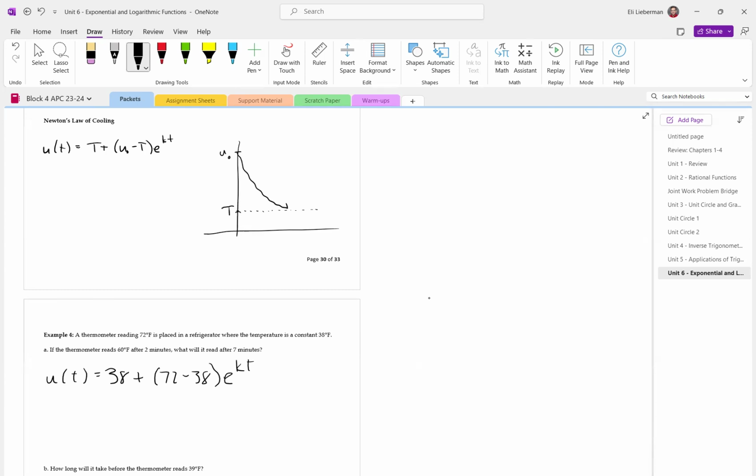So it tells us something that after 2 minutes, this is 38 plus, what is 72 minus 38? 34, is that right? 34 e to the k times 2. All this is equal to 60. Did you do this? Solve from there.